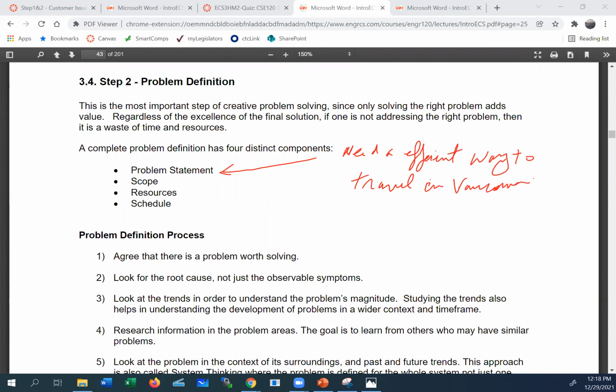Okay, without getting cold or wet, etc. The scope is, do I want to build a company around it, or do I want to do it for myself? That would be a definition of the scope.